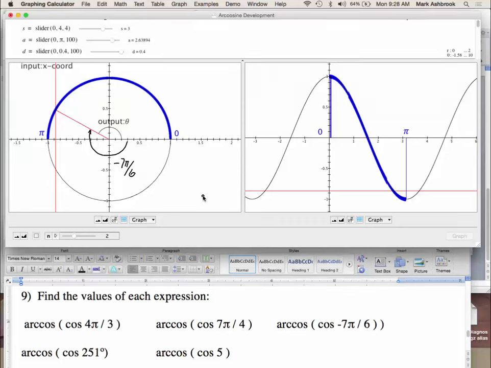And what's the cosine of that? What will the cosine be? Negative radical 3 over 2. So now we've got that horizontal distance, what angle between 0 and pi gives us that horizontal position? 5 pi over 6.